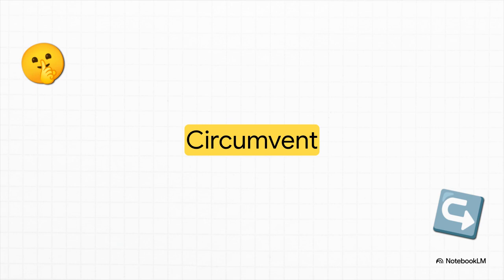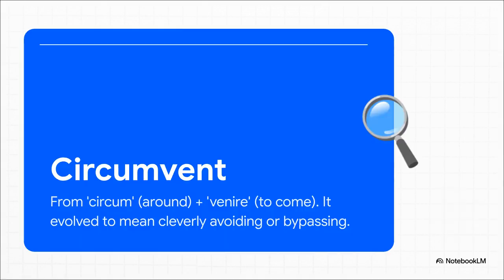Our final and maybe our most strategic word is this one. Let's practice. Circumvent. The evolution of this word is just fascinating. It combines circum with venire, which means to come. So literally, it means to come around. But over time, that meaning shifted from just visiting to getting around a problem, or a rule, or some obstacle, often in a clever way.